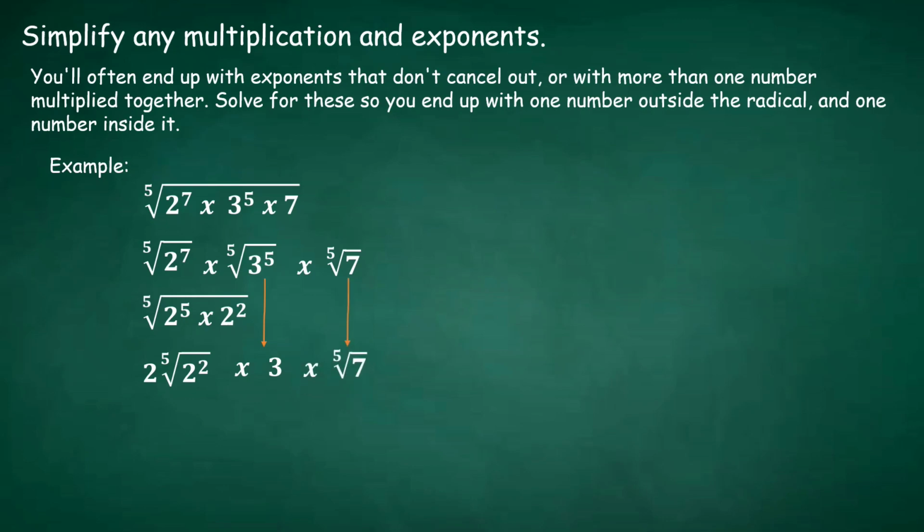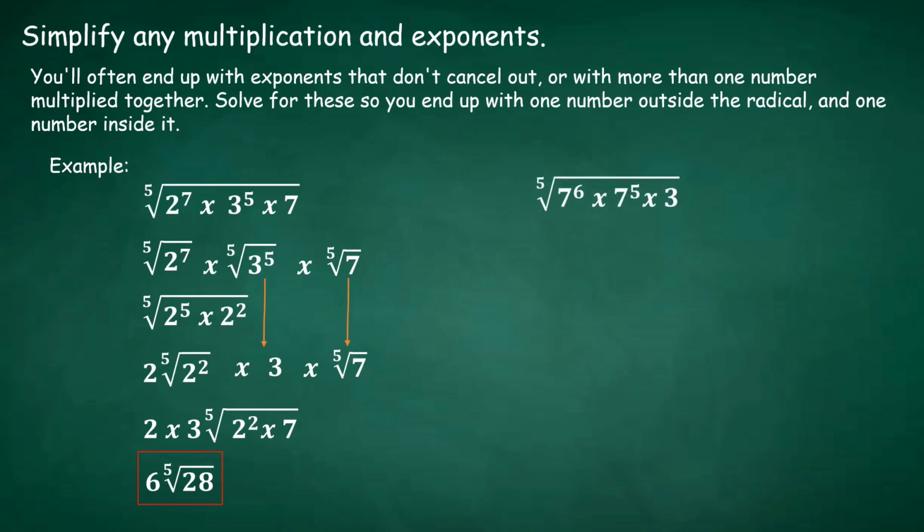Now we need to simplify, so the expression becomes 2 times 3, and copy the numbers inside the radical, so that we have the fifth root of 2 raised to the power of 2 times 7. So 2 times 3 becomes 6, and the fifth root of 28, because we multiply 2 times 2 times 7. So the final answer is 6 times the fifth root of 28.